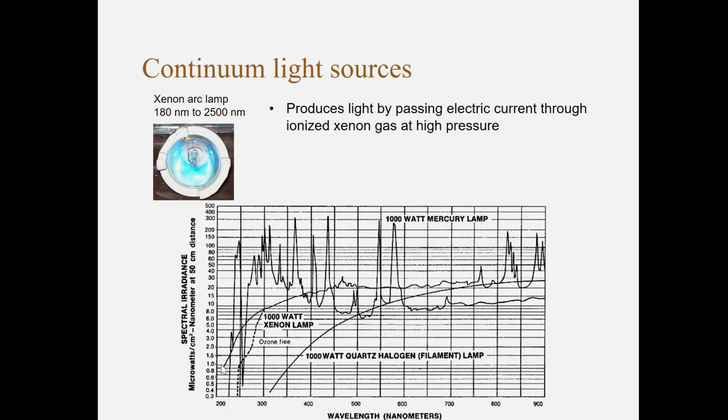And since it's so hot, it delivers light all the way down into the UV, all the way down to 180 nanometers. And then it's very smooth. And then when we come up to between 450 and 500 nanometers, there's a little bit of spectral features. These spectral features are emission lines from the xenon. And then above 500 and up to about 700, it's very smooth again.